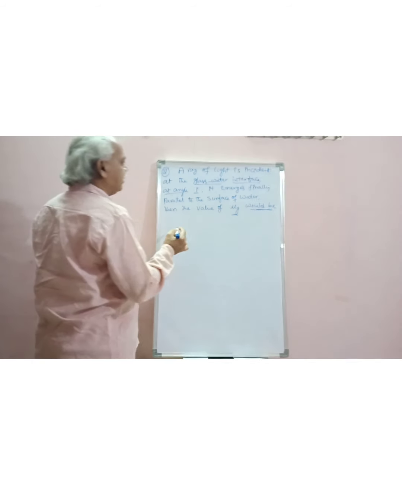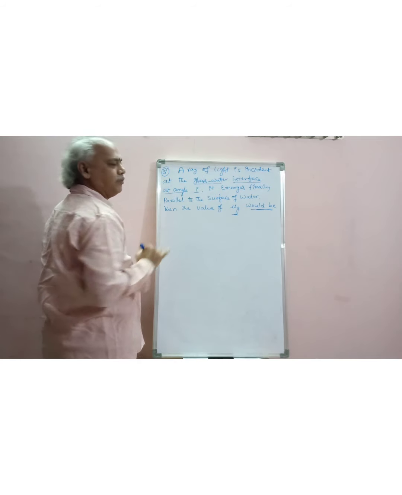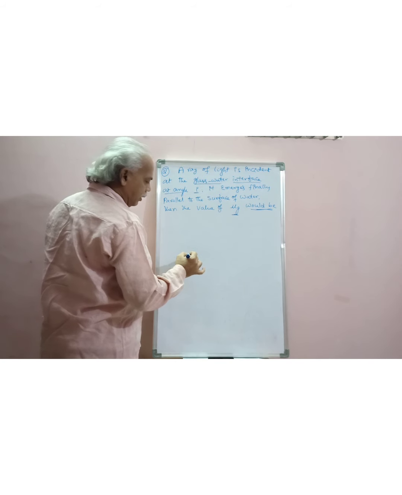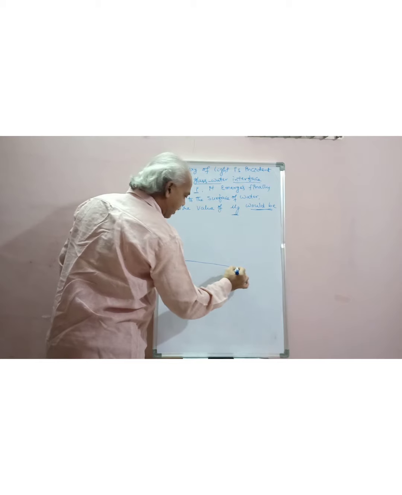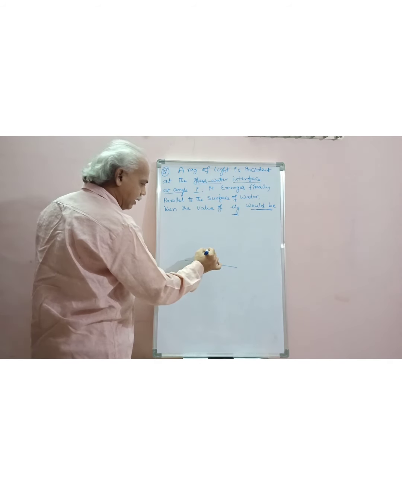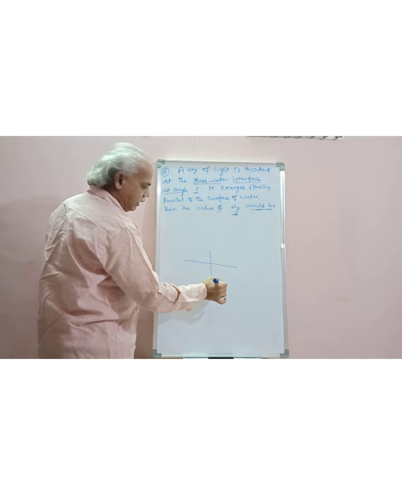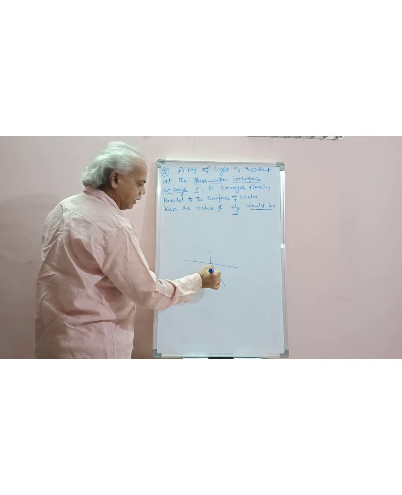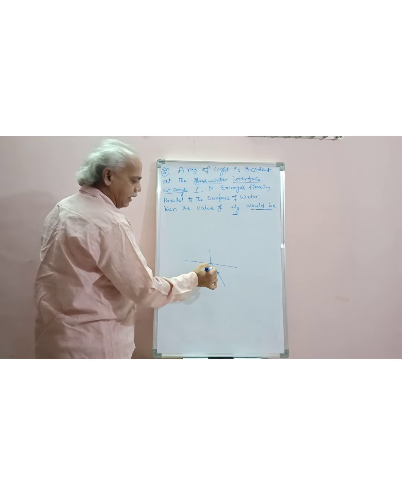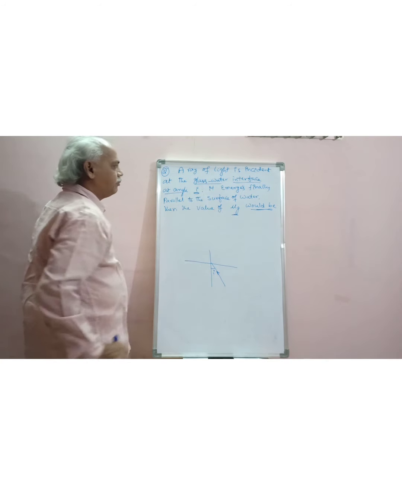So here the ray of light is traveling from glass to water. So it is an interface of glass and water. It is a normal. The ray of light is coming from glass to water, and here the angle of incidence is i. That is also given here.